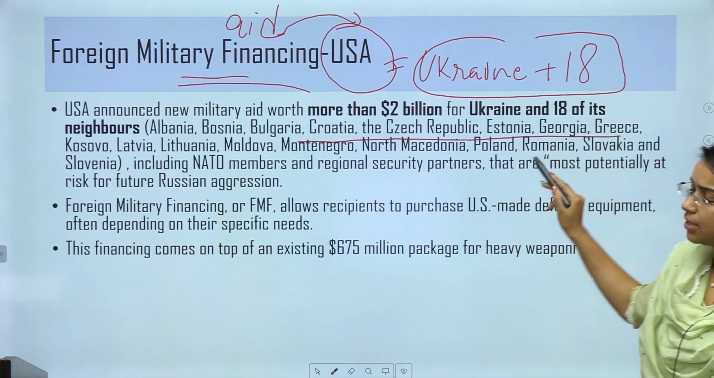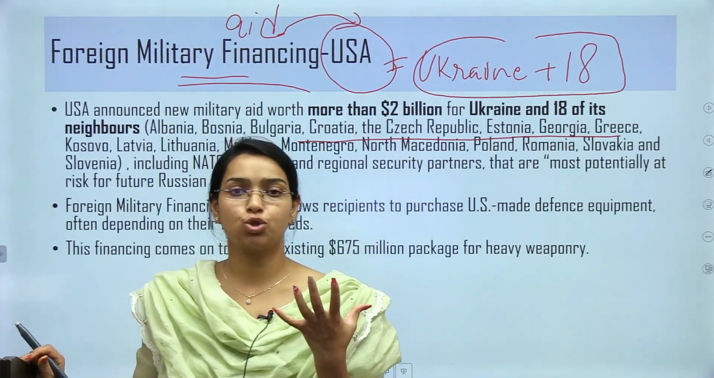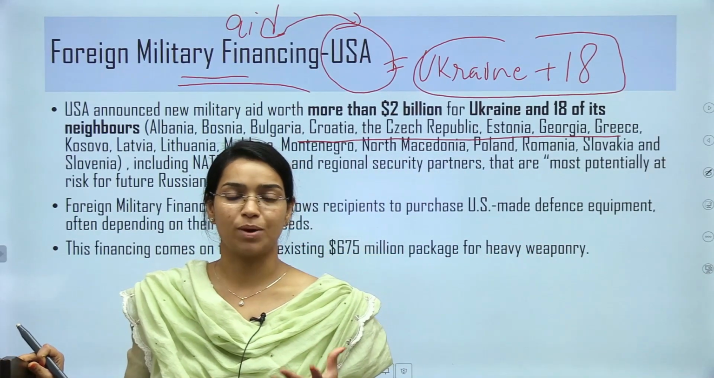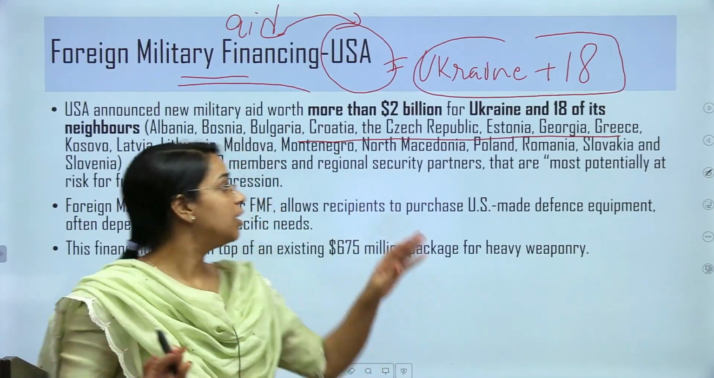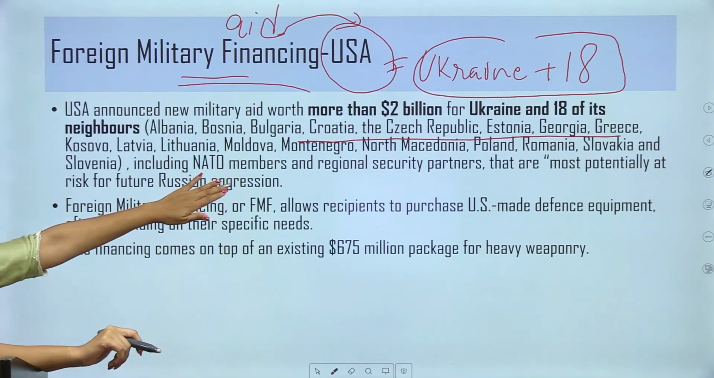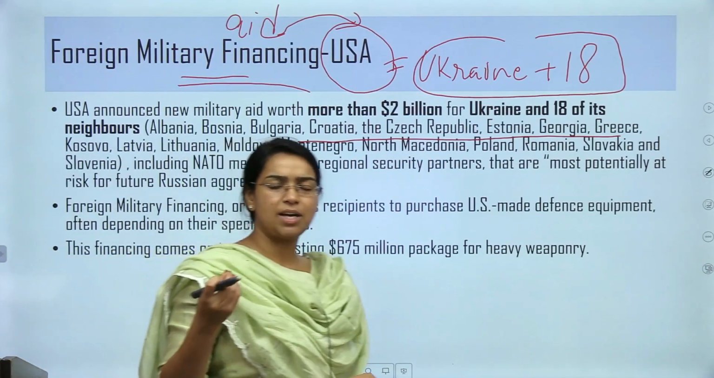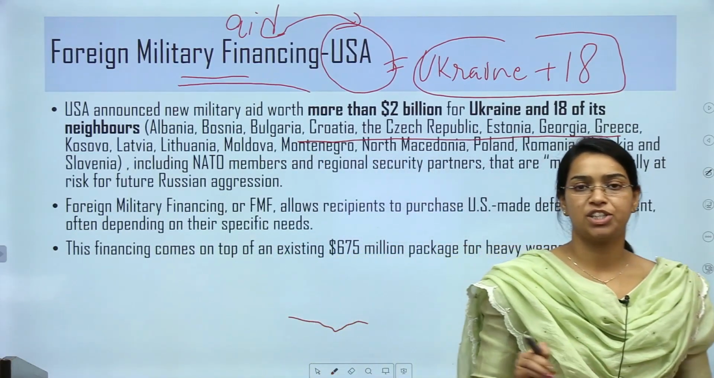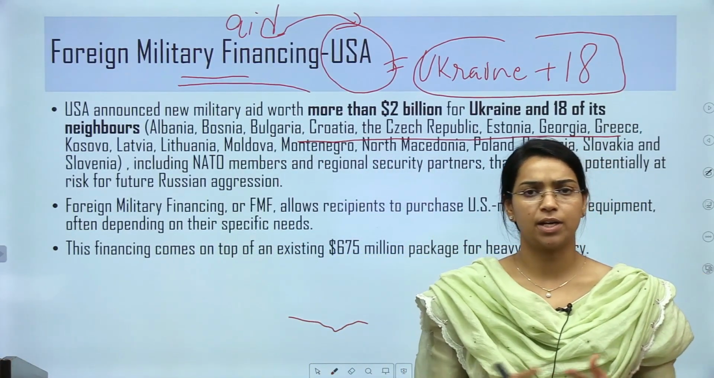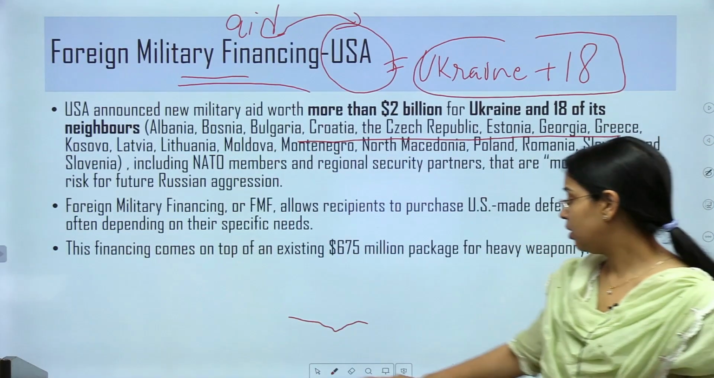You need not remember all these names. Just you should know what are the East European nations. When we talk about East European nations, these are the nations, right? And they will be getting financing under this program or aid initiative launched by USA, right? So, this is just important. Anywhere in objective type questions this question on foreign military financing can be asked. So, that much is important from this, right?